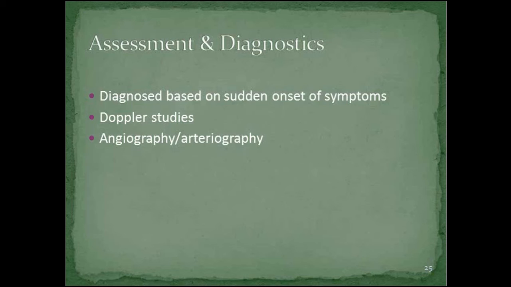Doppler flow studies to look at circulation, angiography, arteriography. Those are done in radiology or in the cath lab. Those are dye flow studies of the extremity to try to figure out how much blood flow is getting to the distal area beyond the clot.